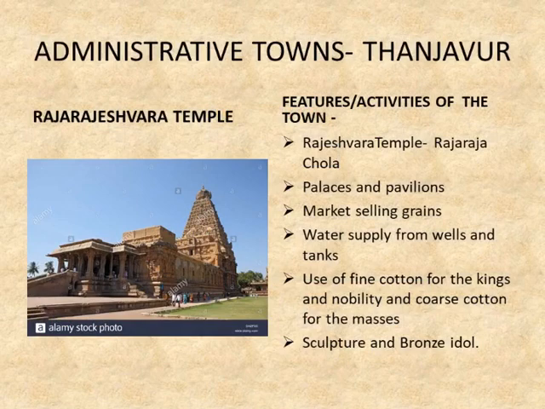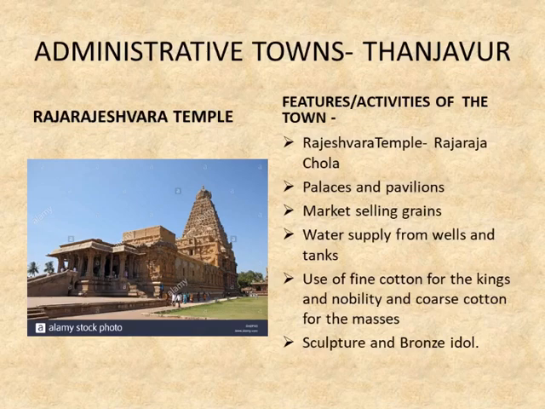For administrative town, what else can be the better example than Thanjavur? Now here in this slide, you can see the picture of Rajarajeshwara temple, where you can very clearly make out what you have learned in the previous chapter about the Cholas, how they made Brihadeshwara temple, how they made Gangaikonda Cholapuram. You can see the architectural masterpiece is the same. So, going ahead with this architectural masterpiece, we will learn what activities were conducted in this town.